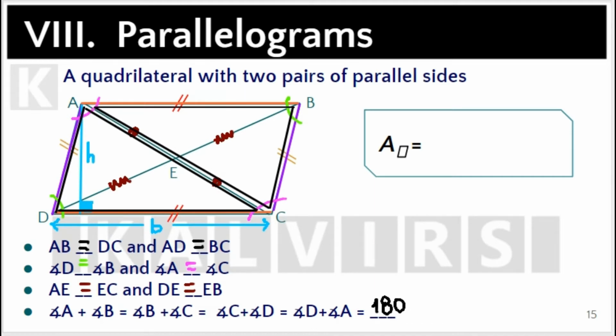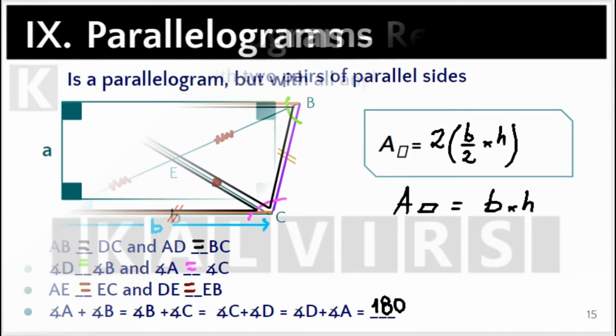the area of a parallelogram can be calculated as 2 times the area of a triangle, half the base times height. Finally, the area of a parallelogram is base times height.